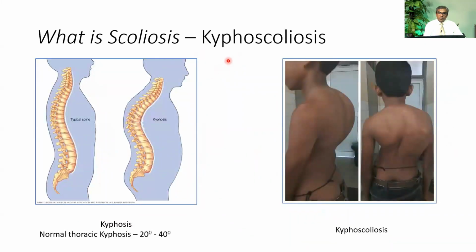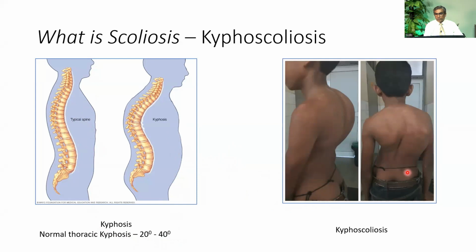Then there's a term called kyphoscoliosis. So if you take the normal spine, at the thoracic region, there's normally kyphosis, but this kyphosis is physiologically from 20 degrees to 40 degrees. But beyond 40 degrees, we call it hyperkyphosis. Now, sometimes scoliosis can be associated with kyphosis as well. As you can see in this child, you see that the thoracic spine is also kyphosed beyond the physiological level.